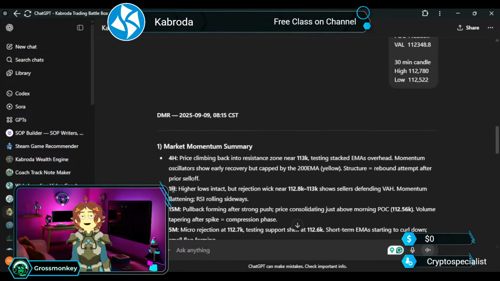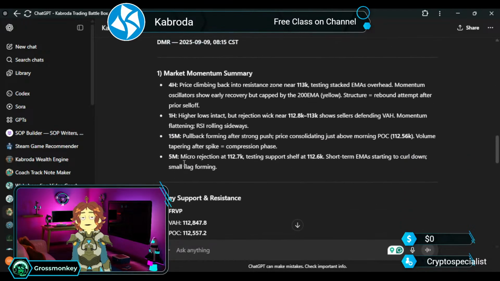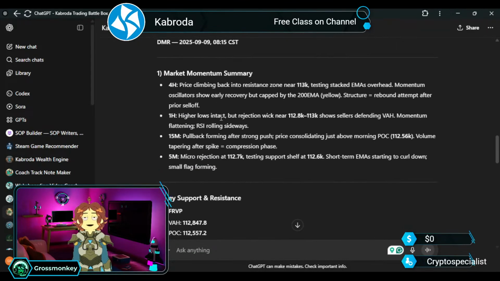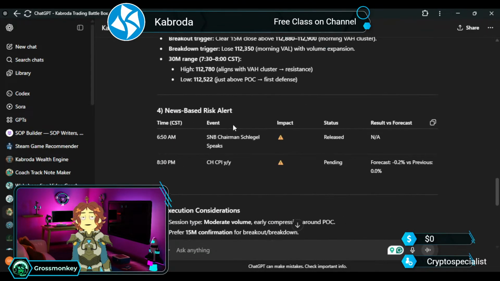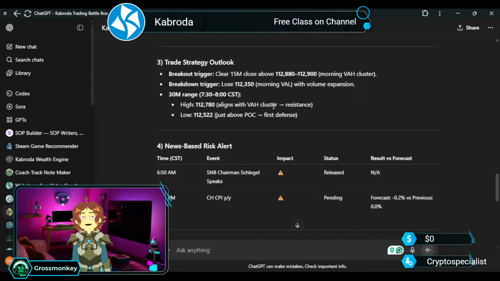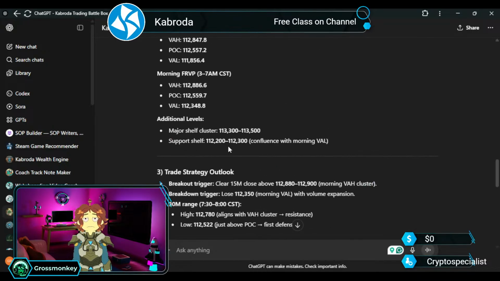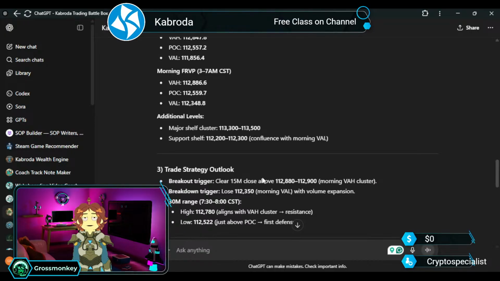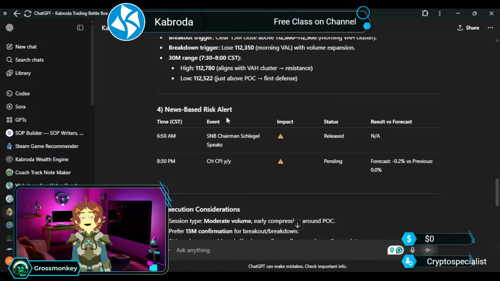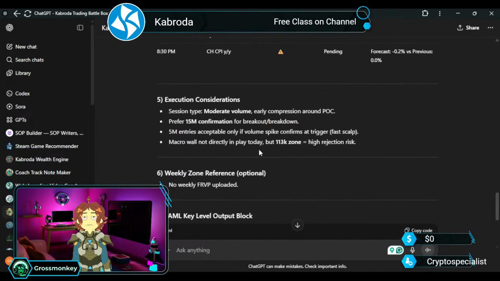Alright, our market recap's ready. So if you've never seen one of these before, you got the different time frames here with a little description about what's going on in each of them. You got your different levels, strategy outlook, so different things to watch out for or ways that we might be able to trade this. And we'll skip this section because we're going to do a more in-depth version of it in a second. And then you got your news alerts and all the different things there. So basically it just takes the screenshots and puts them into written form.